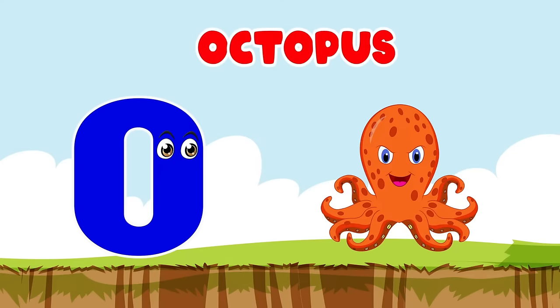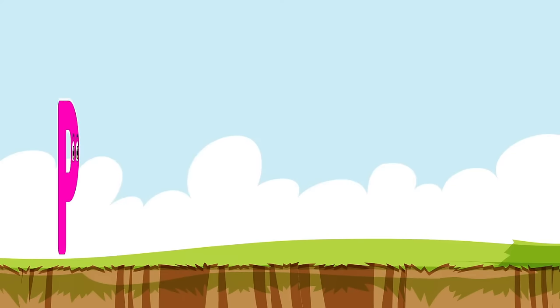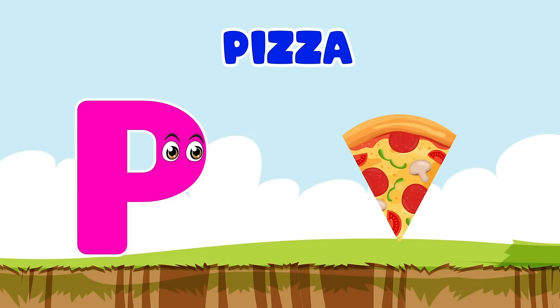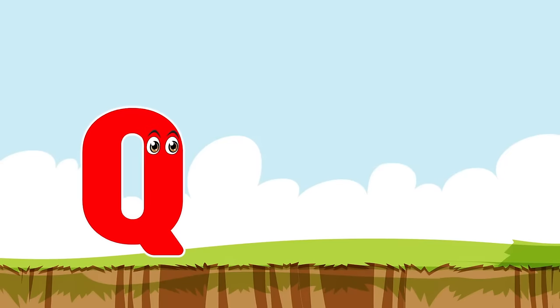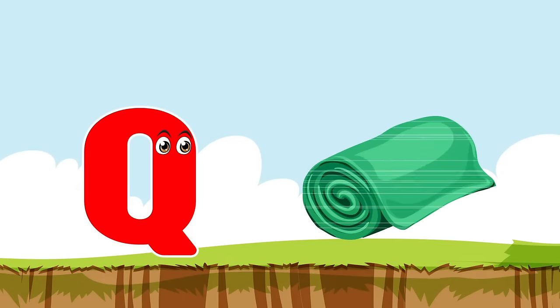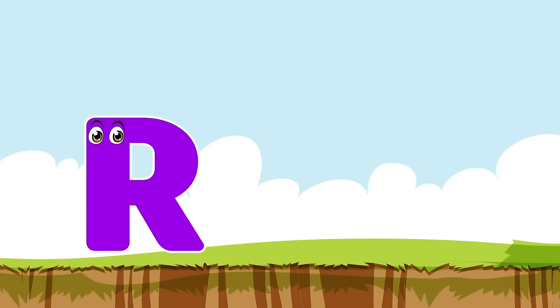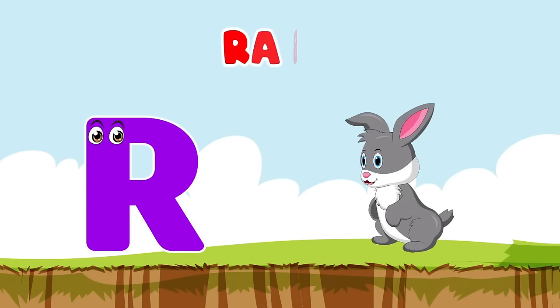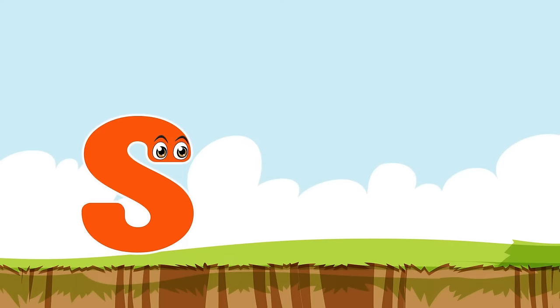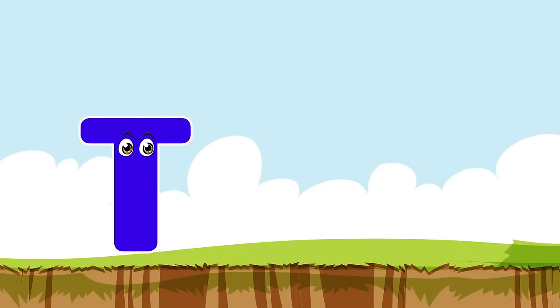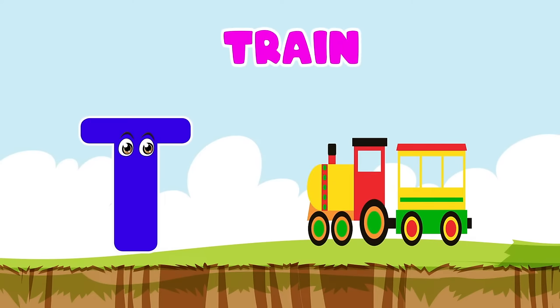O for octopus. P for pizza. Q for quilt. R for rabbit. S for snail. T for train.